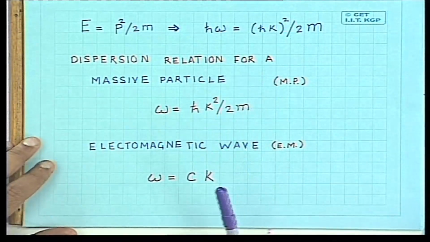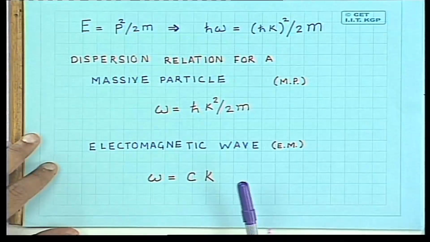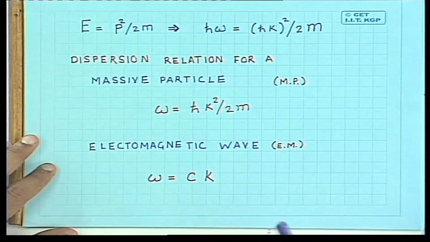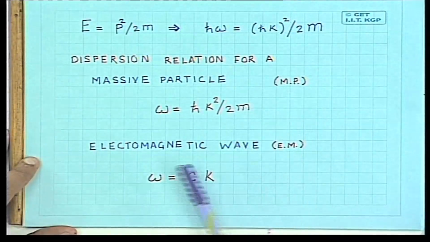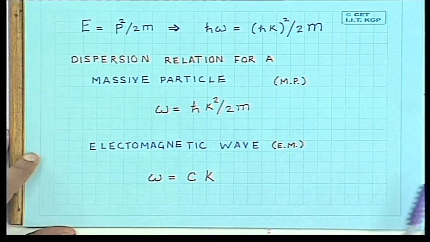Simplifying this a little further, we get the dispersion relation, which is basically a relation between the angular frequency and the wave number k. And this relation for a massive particle, for the electron, which is a massive particle, is omega is equal to h cross k squared by 2m.